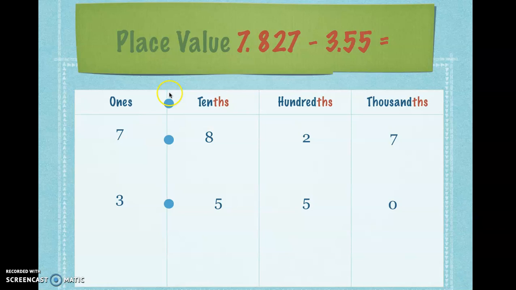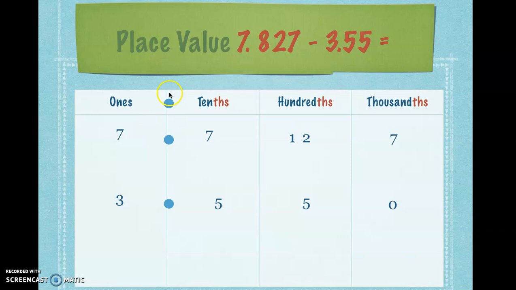Now, if we look, my problem column is my hundredths column because I've got a smaller number at the top than the bottom. 2 is less than 5. So I look to my left-hand column to exchange. So I'm going to take 1 tenth and exchange it for 10 hundredths. So instead of having 8 tenths, I have 7 tenths. And instead of having 2 hundredths, I have 12 hundredths. Everything else is okay, so I can work away.